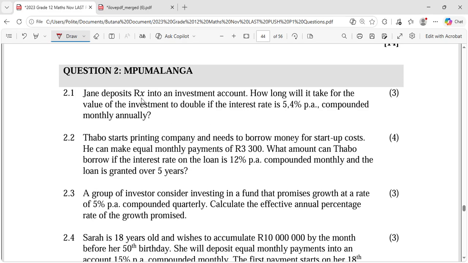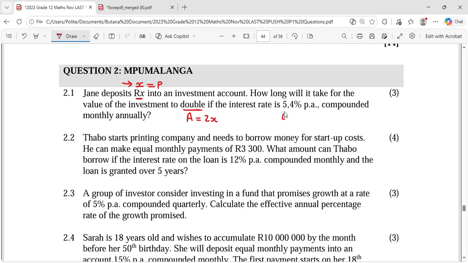So we are going to deposit RX. We don't know the amount, so let's let that be X into an investment account. This X will be my P, the principal amount, which is the amount that we start with. How long will it take for the value of the investment to double? So we need the accumulated amount to be 2X, double that X.